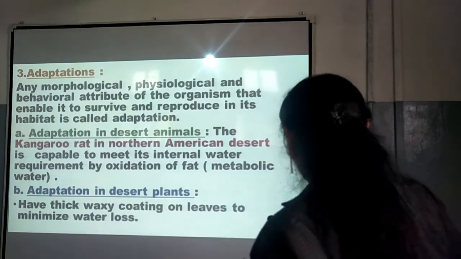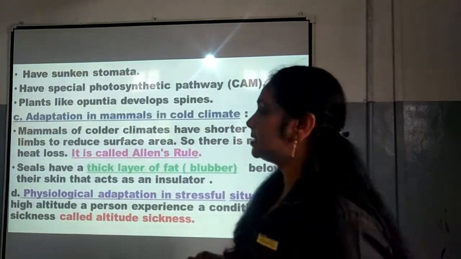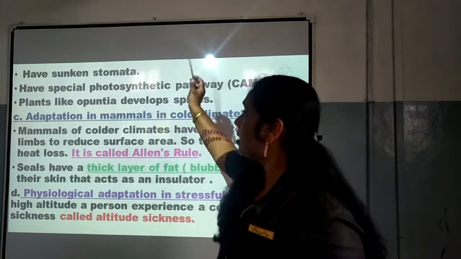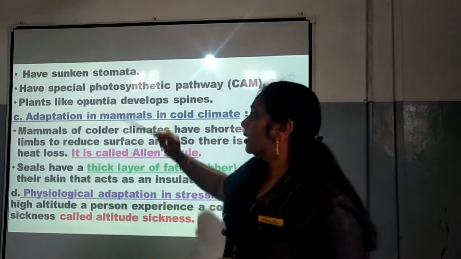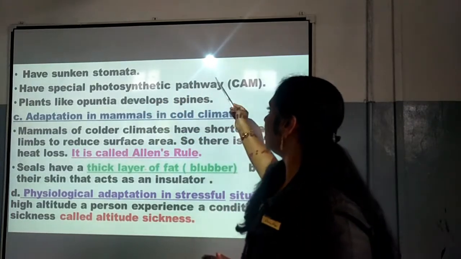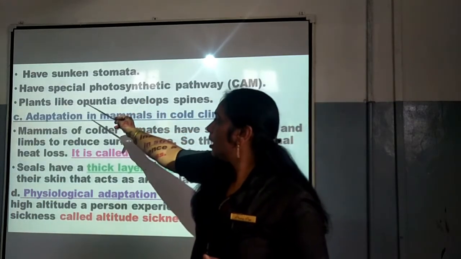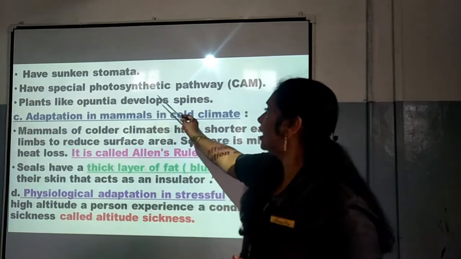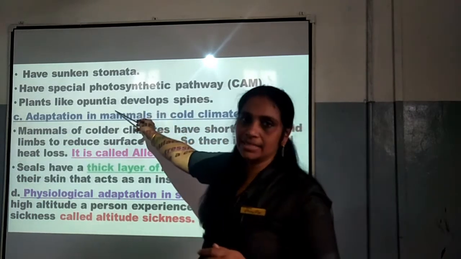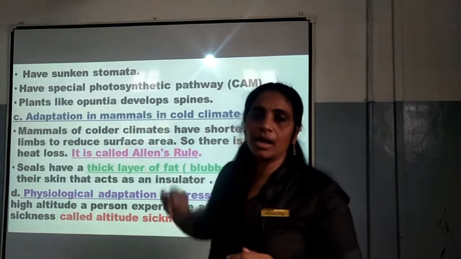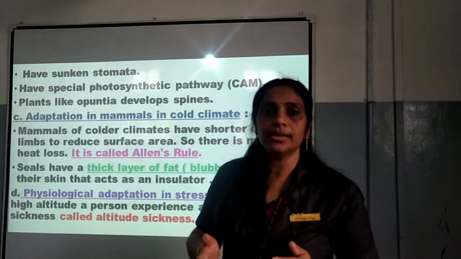So that is one of the adaptations of desert plants. Next, they have sunken stomata, and number 3, they have a special photosynthetic pathway called CAM, and then number 4, plants like Opuntia develop spines. Opuntia is cactus. We know that cacti are mostly seen in deserts.